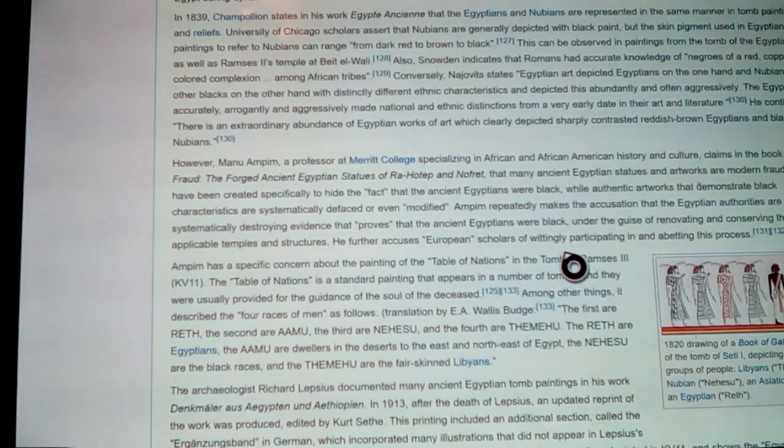In 1939, Champion states in his work Egypt Ancients that the Egyptians and Nubians are represented in the same manner in tomb paintings and reliefs, which is totally untrue. Once you go and look at them, the Nubian has a totally different phenotype and coloration than the Egyptians. And at first, and all the way until after the Middle Kingdom, they really only had about 6 colors going on, and only expanded it to 9 or 10.